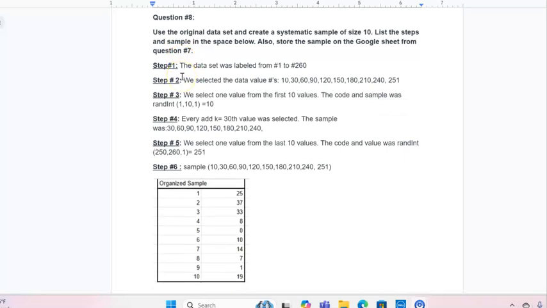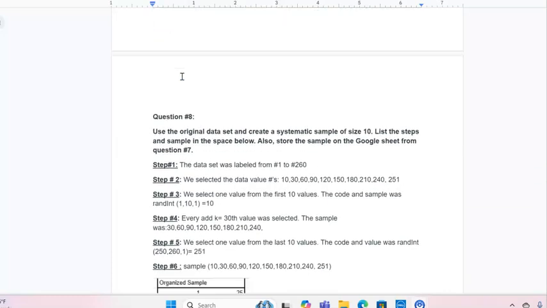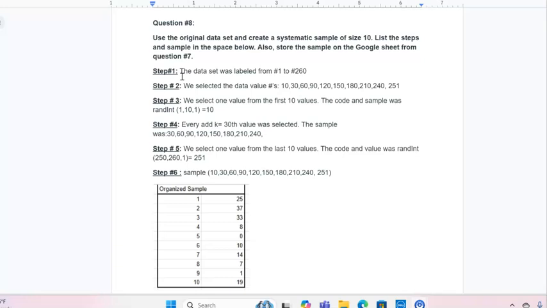For question number 8, we had to create a systematic sample with a size 10 dataset. The way we did this was we used the Google Sheet form that we got in question number 7. First, we labeled it from number 1 to 260. After that, we selected value numbers, which are going to be 10, 30, 60, 90, 120, 160, 180, 210, 240, and then 251.